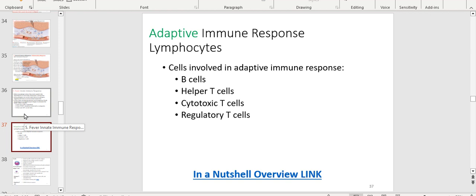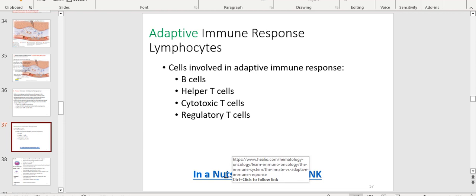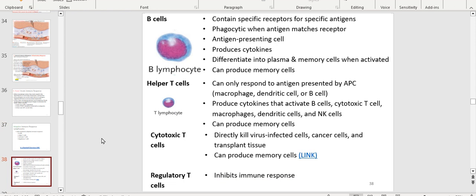So cells involved in the adaptive immune response, we've got B cells, helper Ts, cytotoxic Ts, and regulatory Ts. And there's a nice little link there for you all to have a look. Again, we're taking a flat stone and throwing it against flat water. Really. You know what I mean? There's hundreds of PhDs that are written on this slide alone. We're just going through and getting a good grasp, and then we're moving on.